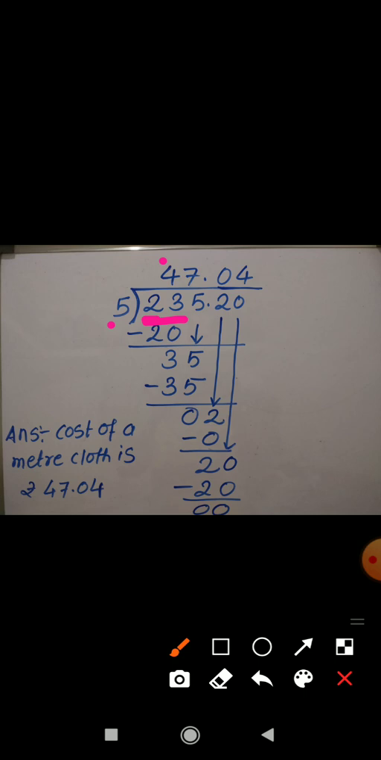Now 5 4s are 20 and 23 minus 20 will be 3. Then the next digit, that is 5, will come down. So it will be 35 now. And 35 divided by 5, how much will it be? 5 7s are 35, right? Now 35 minus 35 will be 0.